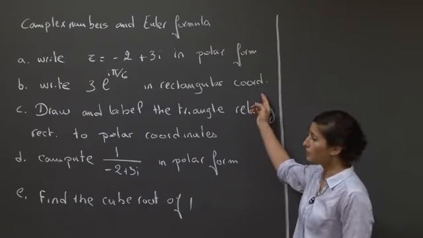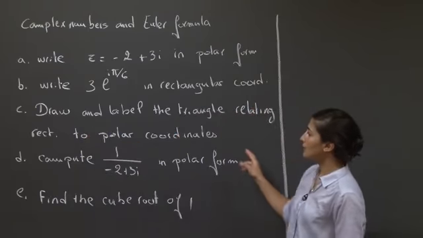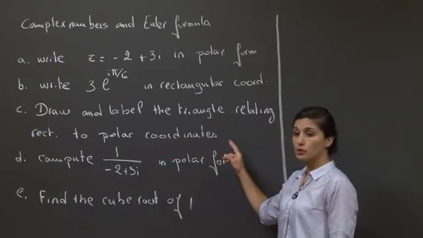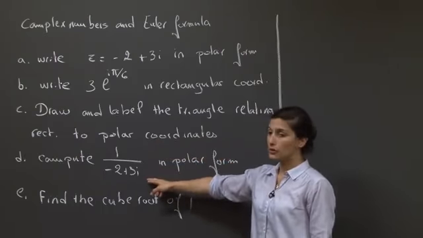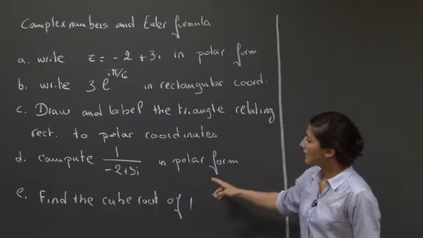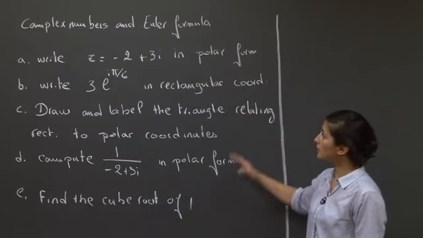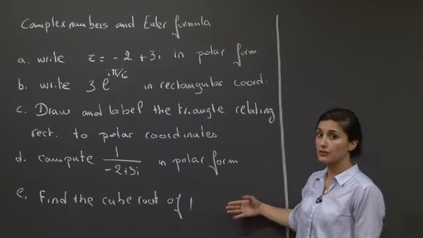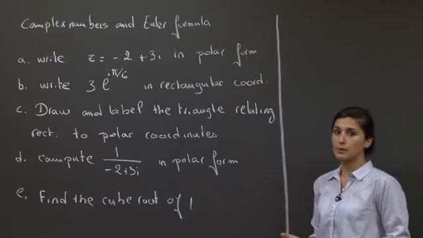Question C asks you to draw and label the triangle relating the rectangular coordinates to the polar coordinate form. D asks you to compute 1 over the complex number that we already saw in question A. And E asks you to find the cube root of 1. In all these questions, you will be using Euler's formula. So why don't you pause the video, take a few minutes to work out the problem, and we'll come back.